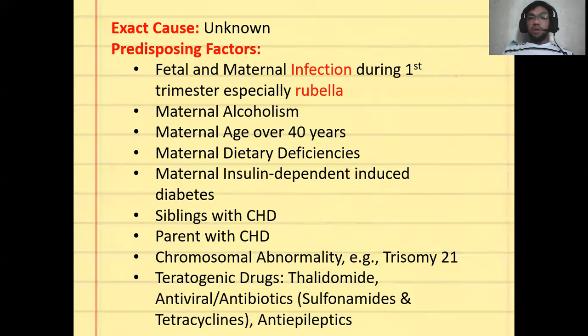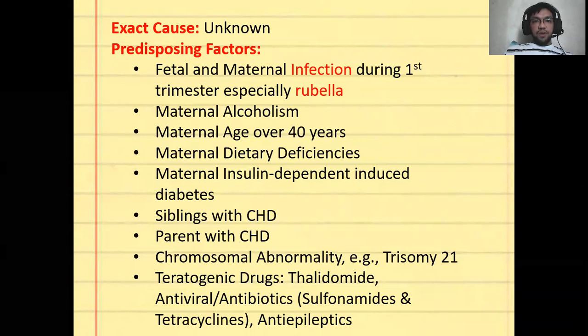Another is maternal dietary deficiencies. So it's very, very important for us to teach mothers how important nutrition is during pregnancy, most especially proteins, certain vitamins like folic acid, and so on. But folic acid is not related to CHDs. It's more related to neural tube defects. So that's dietary deficiency.